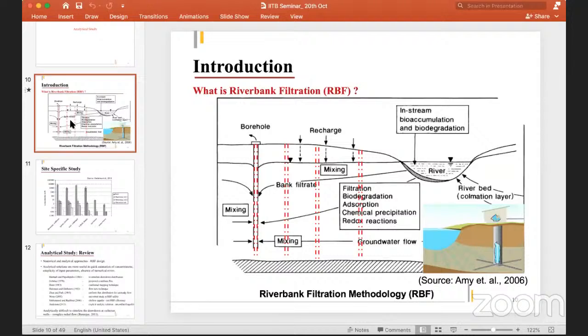Other important parameters are the aquifer characteristics. It also involves the porosity of the aquifer, the transmissivity of the aquifer, and various compositions of the bed materials and the sediment at the bank of the river. So these are certain things which influence the RBF facility. But the most important is the safe distance. The specific distance is the most important.